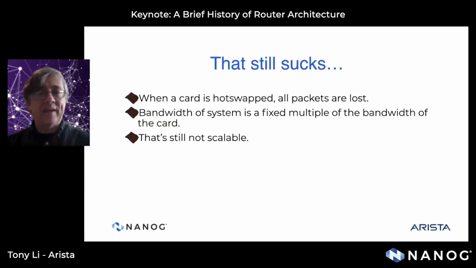That's not good. We also have a problem because the bandwidth of the system is a fixed multiple of the bandwidth of the card. If I want to build a bigger system, I now have to build different cards that have more bandwidth. That's still not scalable. How do we get to something scalable?